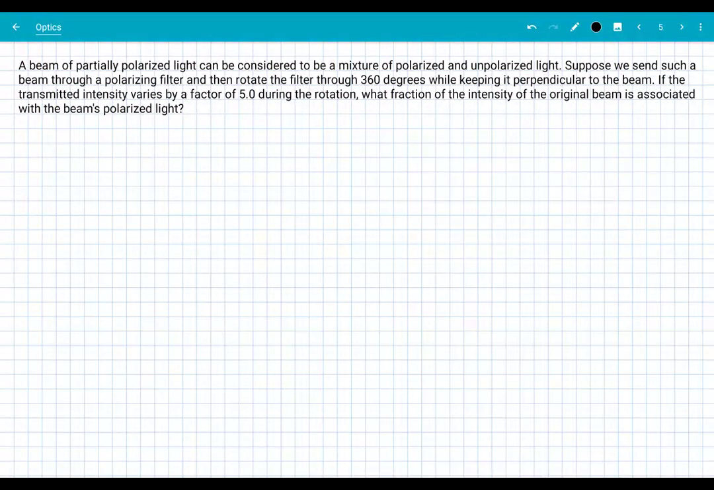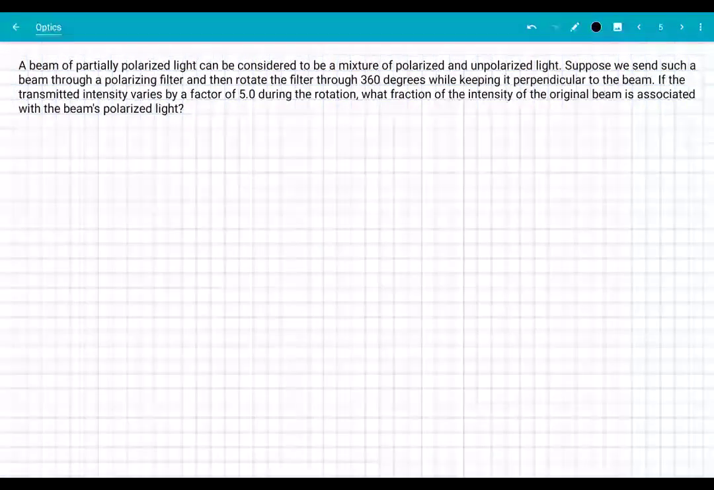So just think about this conceptually right at the beginning. There's some unpolarized and some polarized. So any change that's occurring in the intensity must only be due to the polarized light in the mixture, right? Because with unpolarized light, when you send it through a filter, what happens? You just cut off 50% of its intensity right there. Boom. It's just a constant reduction of 50%.